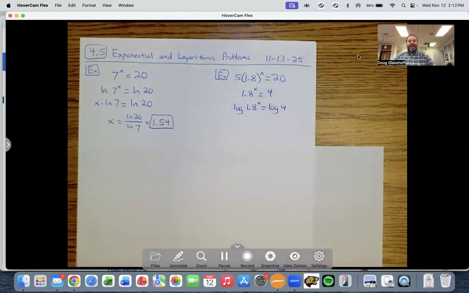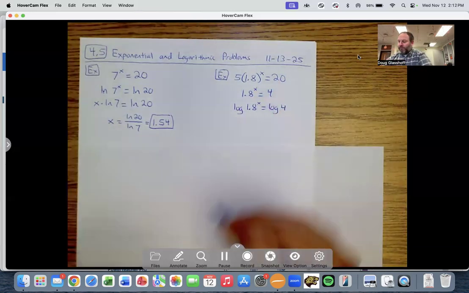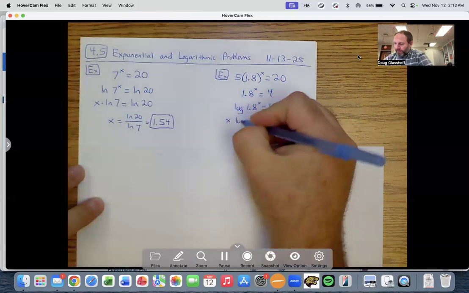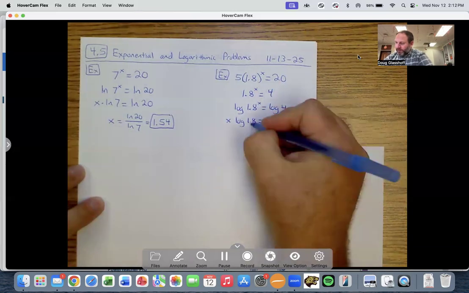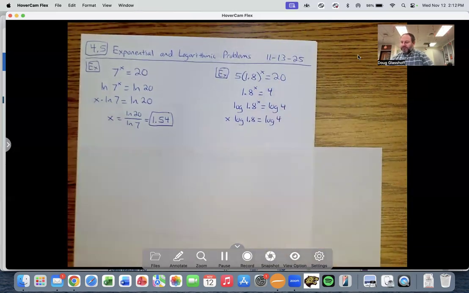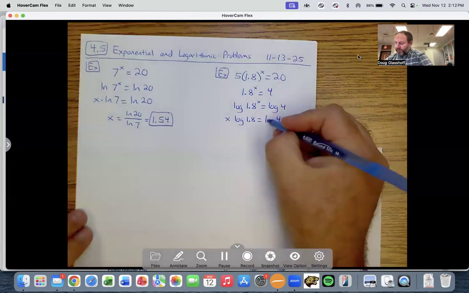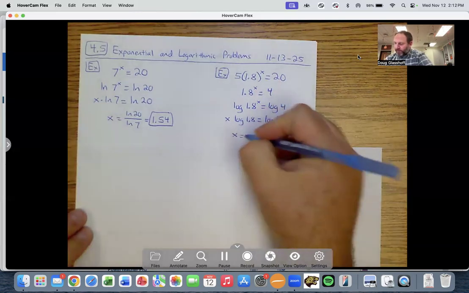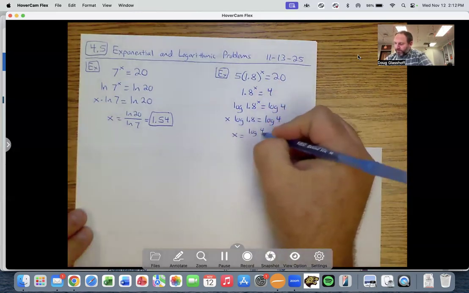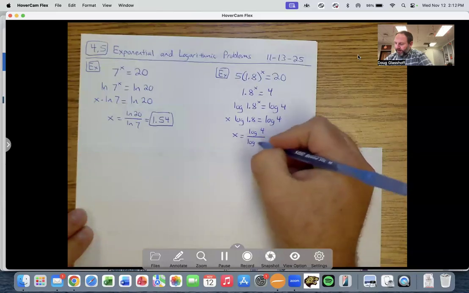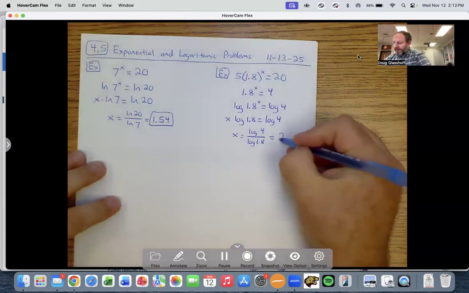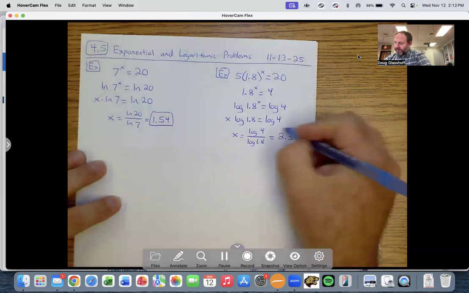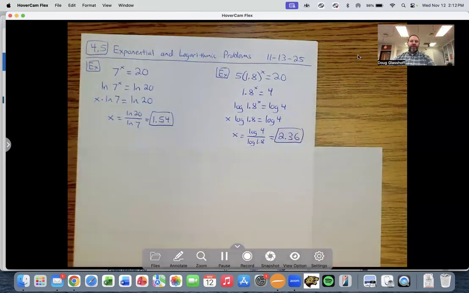Now that leaves me with a power again. I can bring that down out front. So I have x log 1.8 equals log 4. And then all I have to do is divide that over again. So I end up with log 4 divided by log 1.8. And again, I can just type that in my calculator. Most scientific calculators have that programmed on there. And I get about 2.36 if I round to the nearest 2 decimal places.